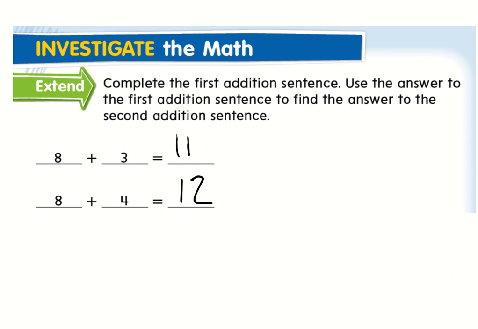So always start with the bigger number, even if your problem, let's say, would look like this, because 8 plus 4 is still the same exact thing as 4 plus 8. Just take the bigger number and add those together. So let's figure out and check our answer for this one.